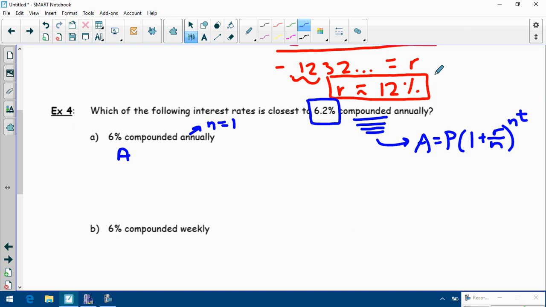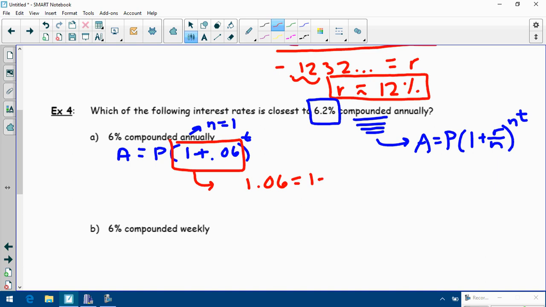This is 1. So in the end, it's going to look like P, which I don't know the initial amount, but don't care, times 1 plus 0.06 over 1, which is just 0.06, raised to the 1 times t, which is just t. So this first one's pretty easy, because this is already isolated. I just have to take this piece, take 1.06, set it equal to 1 plus r. I can just say plus because I know it's increasing. Interest rate's always plus. Subtract the 1. We get 0.06 equals r. So in this case, r is just 6%.